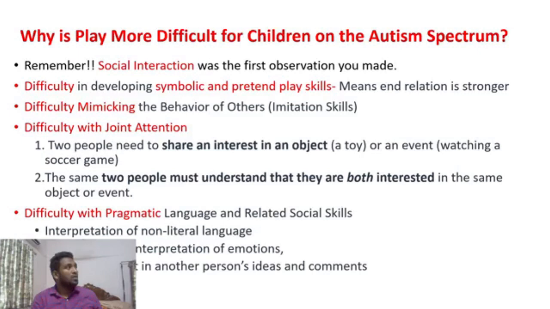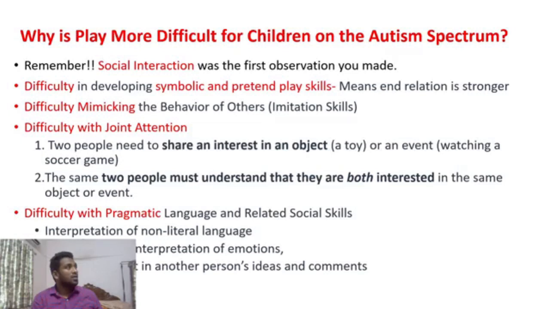Okay, so difficulty, they don't have joint attention. When we talk about joint attention, it is two things we have to understand. One is to share an interest in the same object or event, and also both the clinician or the caregiver and the child understand that they both are interested. It's not like a child knows that, okay, I'm interested in playing, but mom is just sitting with me, right? Both are interested, they both have to be interested, child has to know that.